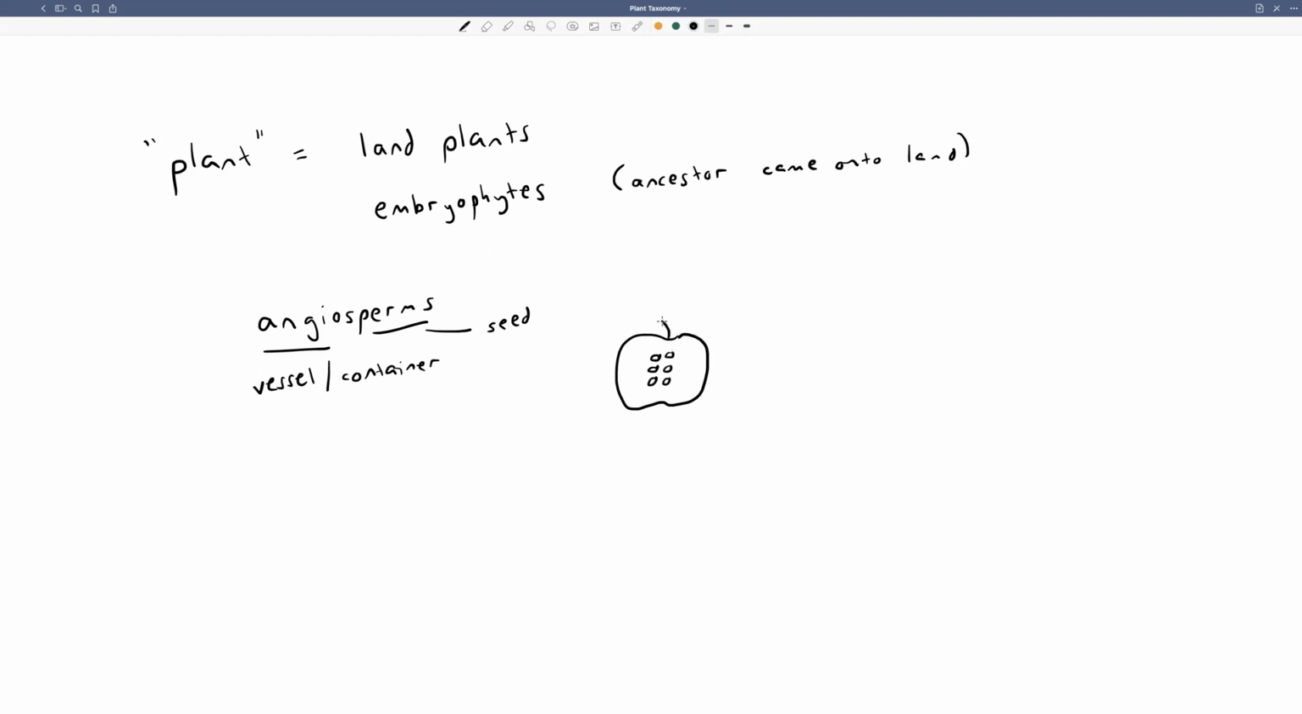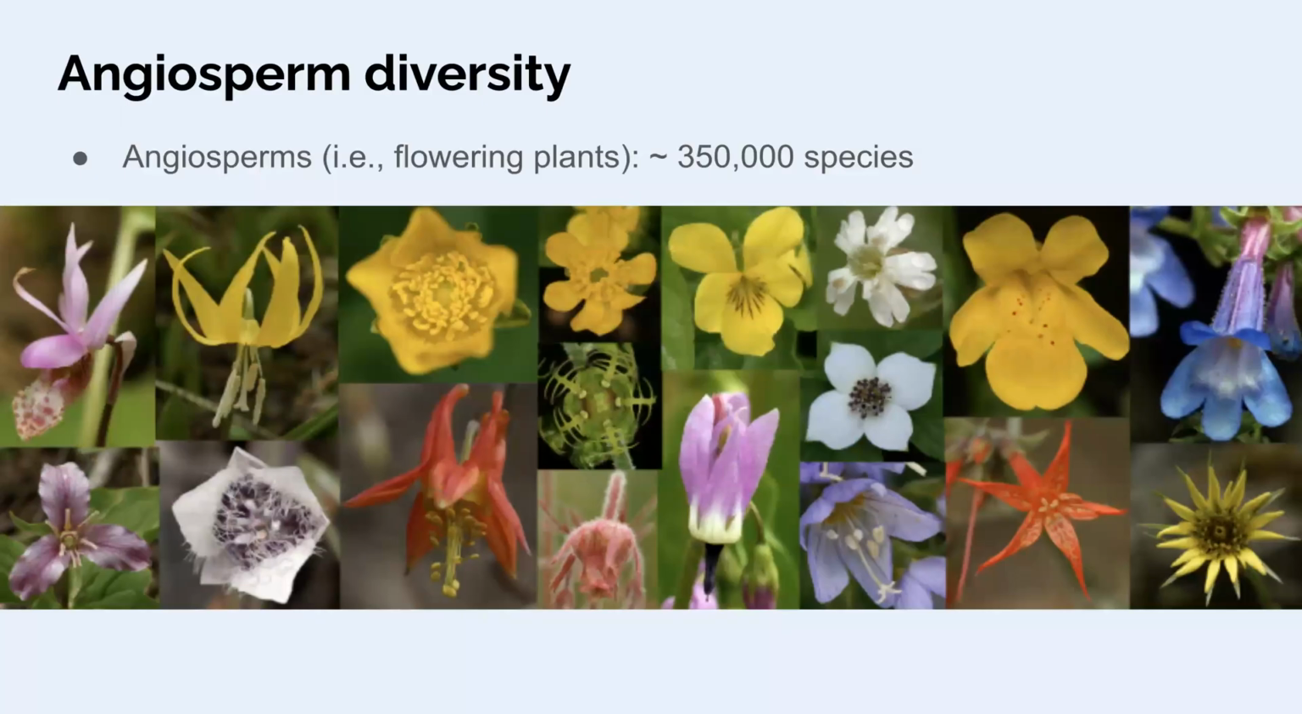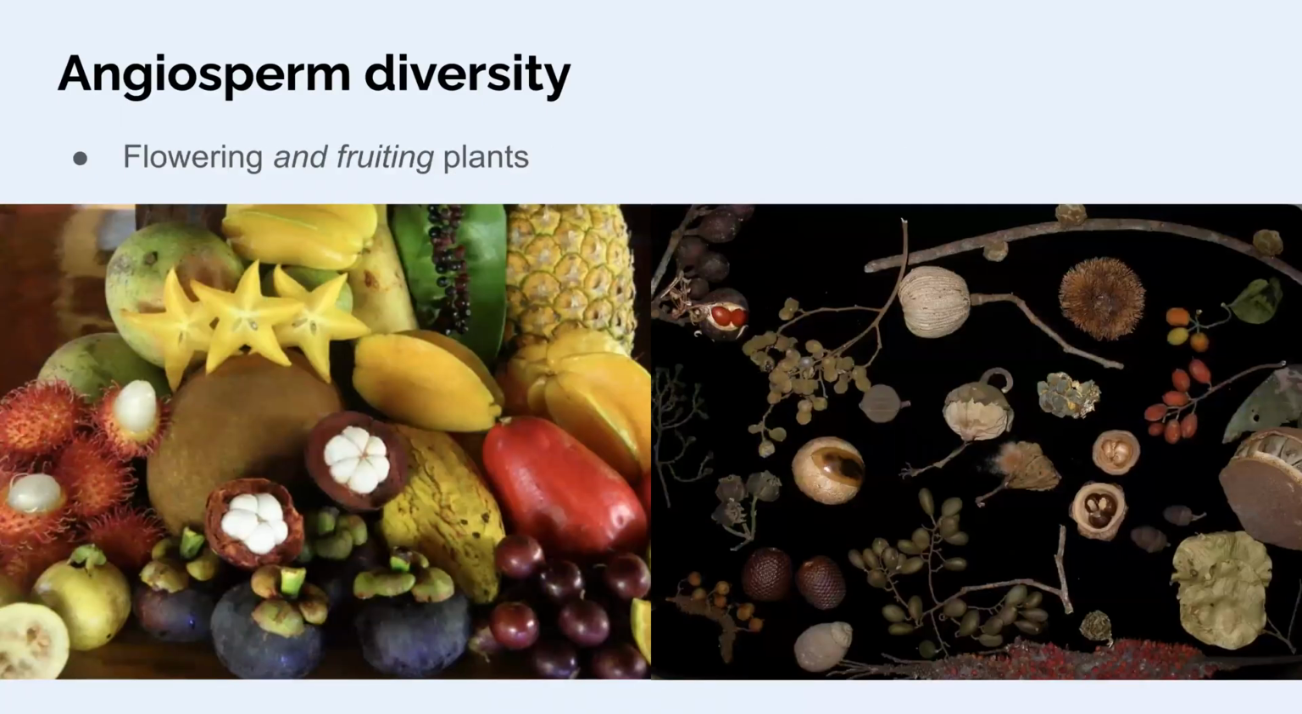That refers to the flowers, but also to the fruits. And so fruit, if you think about an edible fruit that's got seeds inside, that's sort of the container for those seeds that tells you that you've got an angiosperm. So flowers, and then also as shown here, fruits. Lots of diversity of fruits.